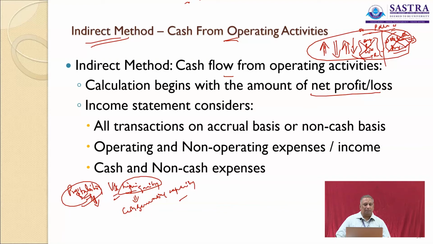How is the profit arrived at? We are going to start with net profit or loss to calculate cash from operating activities under the indirect method. The income statement normally considers all transactions. I told you already, supposing salary is outstanding, rent outstanding, electricity expenses outstanding, it would not have been paid. It may be appearing in the outstanding ledger as this much amount is due to be paid. But it will be taken as current year expense and added with the respective expense and shown on the debit side of the profit and loss account.